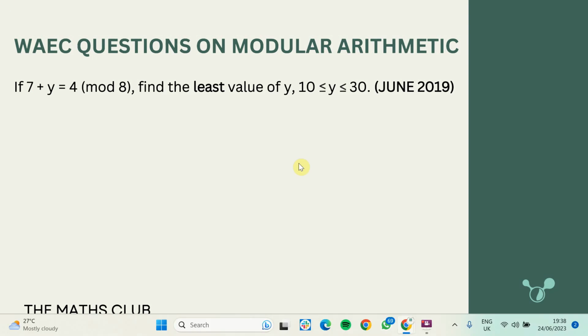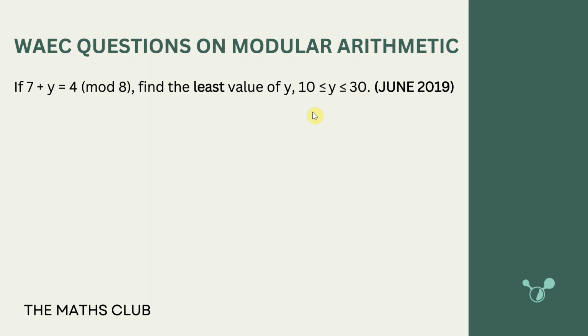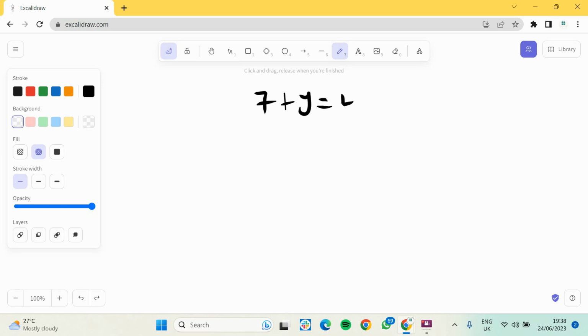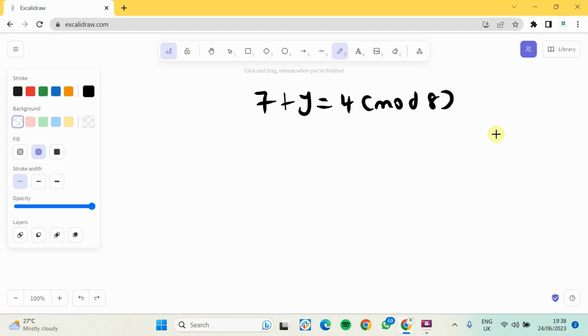So we have 7 plus y is equal to 4 mod 8, right? 7 plus y is equal to 4 mod 8. And we're told that y is between 10 and 30, right? So let's, like we did in that previous video, we have to resolve this.